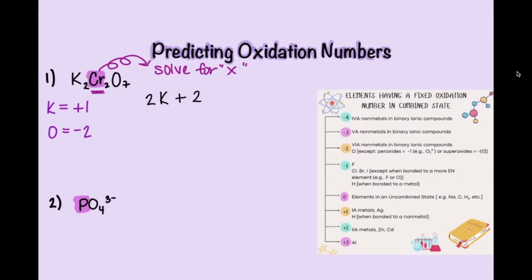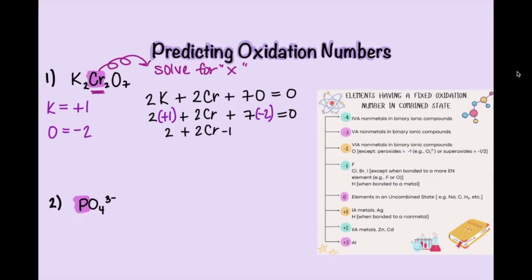We have 2 potassiums plus 2 chromiums plus 7 oxygens. And we're going to make that equal to 0 because the net charge is 0. Plug in the +1 charge for K, the -2 for oxygen, and we're going to set that equal to 0. All right, let's multiply. 2 times 1 is 2. 7 times -2 is -14. So now our equation reads 2 plus 2 chromiums minus 14 equals 0.